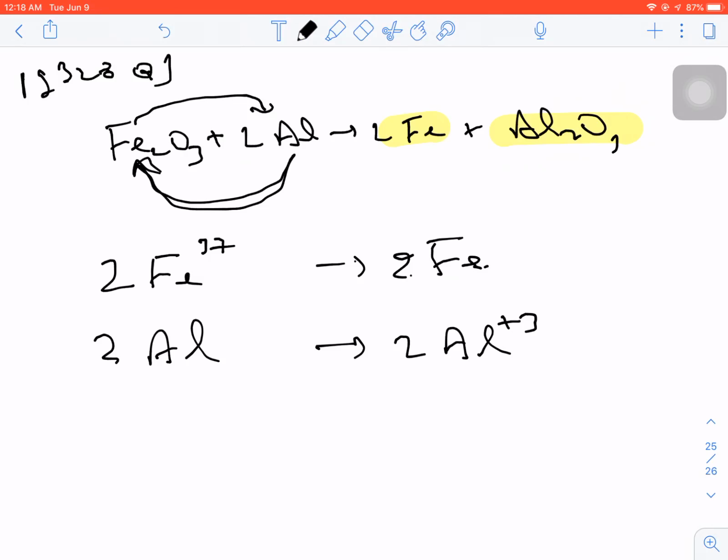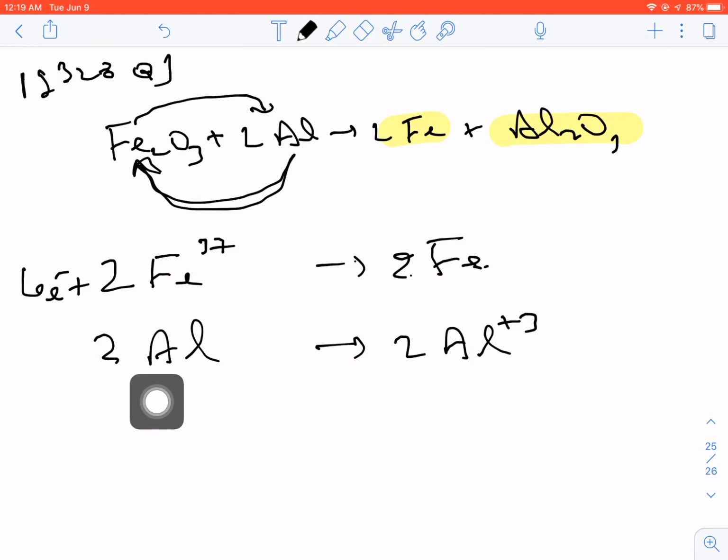So let's look at the iron first. I'm seeing that I have 2 Fe3 pluses on this side, so I've got a total of 6 pluses on this side and nothing on this side. So I have to add electrons to one side to make it work. I have to add 6 minuses here to cancel the 6 pluses, and that will mean I'll have nothing on this side and nothing on this side. So I'm going to add 6 electrons to the left side here.